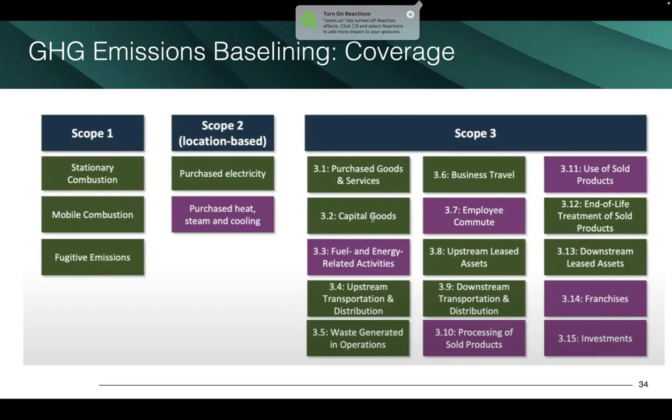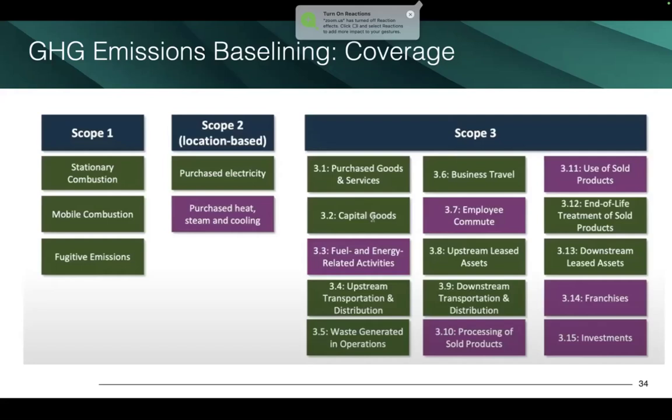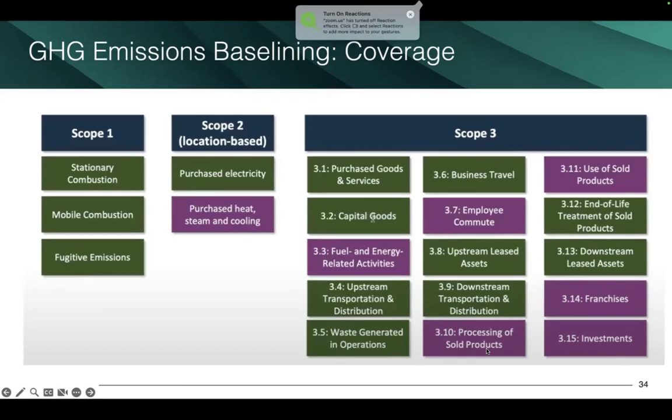Upstream transportation and distribution. So here we were talking about bringing material from the mines to your place. Waste generated in operations, so LCA comes into place. Today somebody was debating about it. Business travel, if your employees are taking airline, ship, etc. So with that, business travel covers. Employee commute, upstream leased assets, downstream transportation and distribution, processing of sold products.